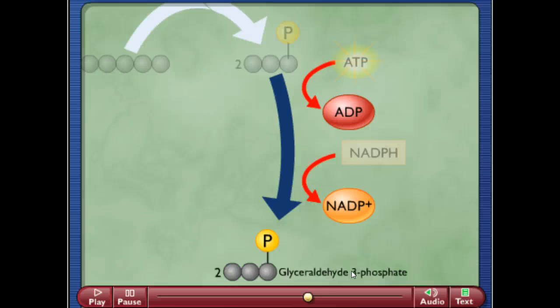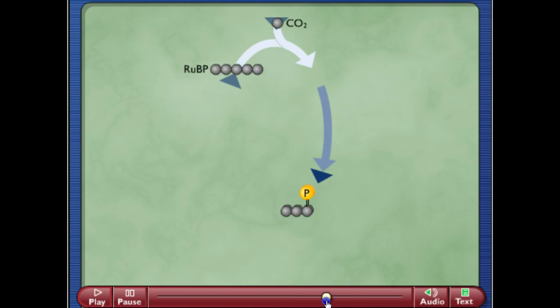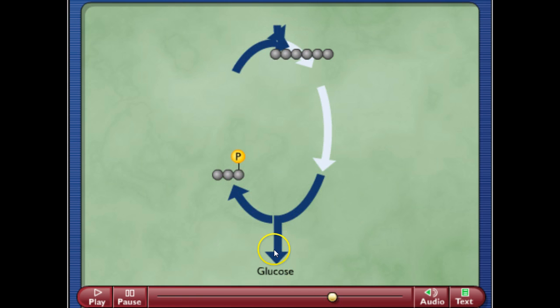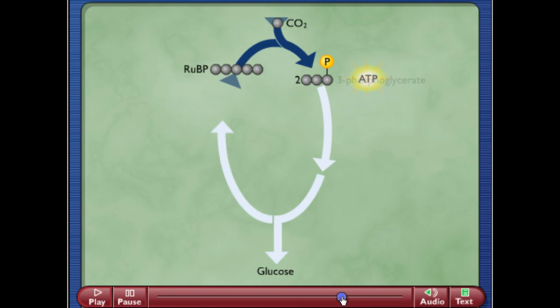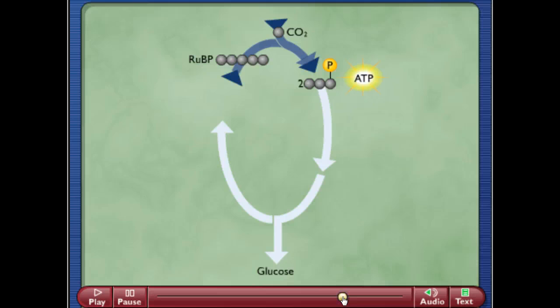Now, step 4. When several of these G3Ps or glyceraldehyde 3-phosphate molecules have been produced, some combine to make glucose, while others are reused in the Calvin cycle to form the original RUBP. So here's our G3Ps. Here's some of them forming glucose. They'll be used to form glucose. And some now, here we go, the other ones, are used to regenerate RUBP. So here's our RUBP molecule. So write that down in step 4.